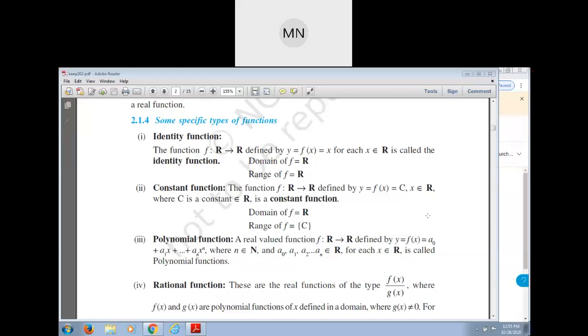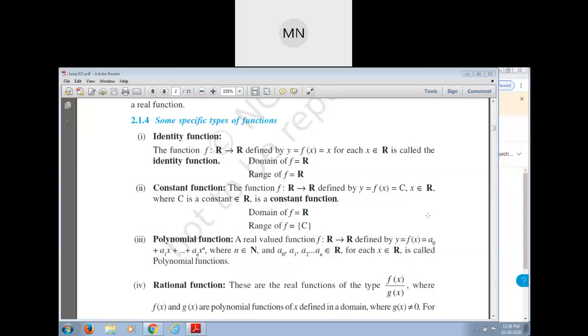3. So for this type of function, the domain will be what? The domain is R, and the range is the singleton set {c}. C may be any constant. Maybe 3, 5, minus 3, it can be root 2 also, any real number. Choosing that number depends on you.